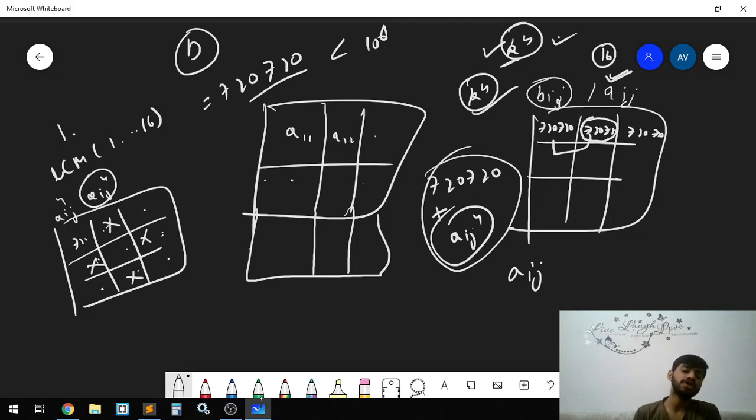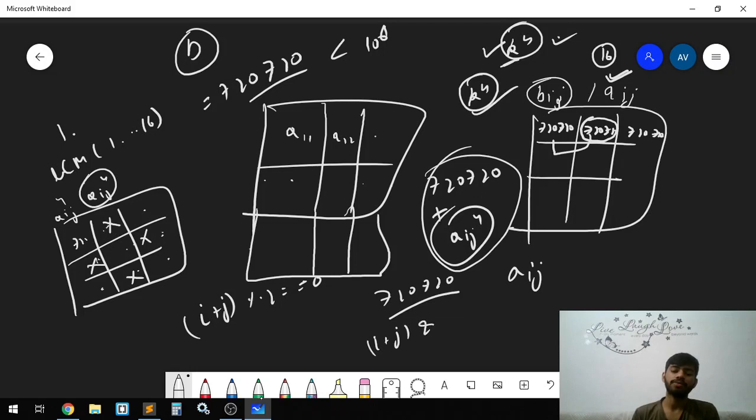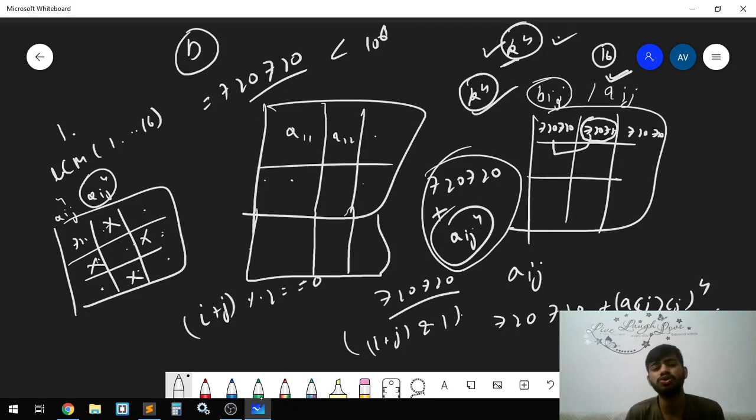So I just need to check whether i plus j is even. If it is even, then just put 720720, and if i plus j is odd, then I just need to print 720720 plus a of ij raised to the power 4. Easy. So this is the solution of problem D.